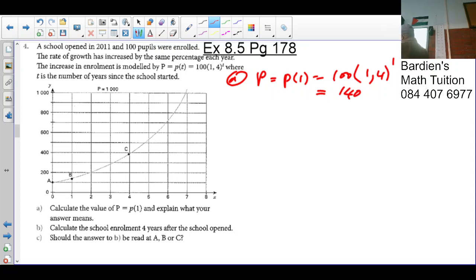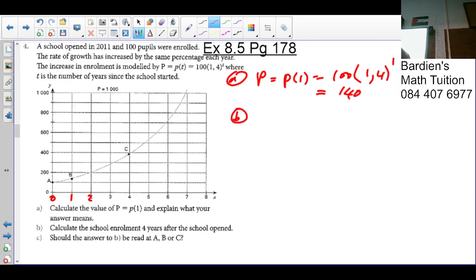There are 140 learners in here at the beginning of the second year. So this is the beginning of the first year, the beginning of the second year, the beginning of the third year, and so on. Can you see that, people? Make sense? Okay, so therefore there are 140 pupils at the beginning of the second year.